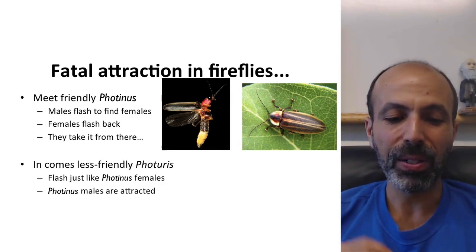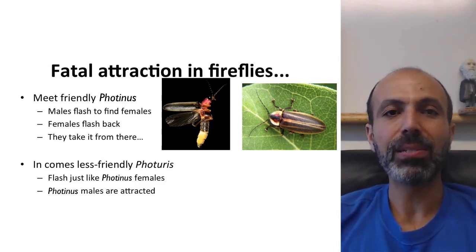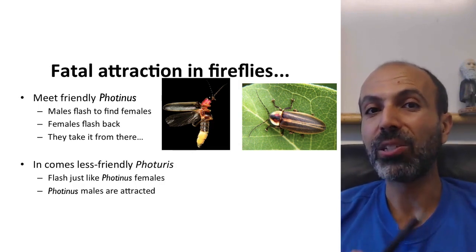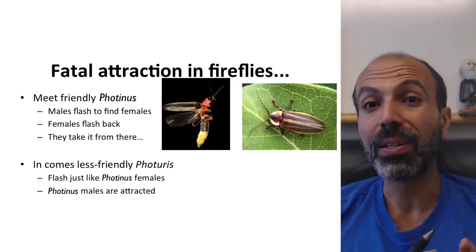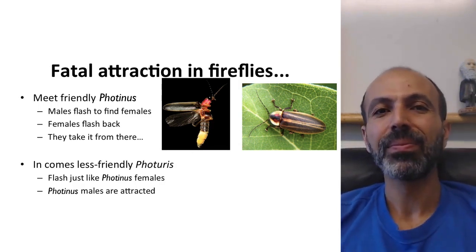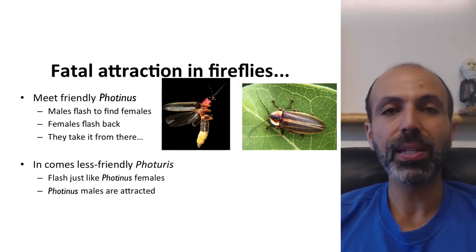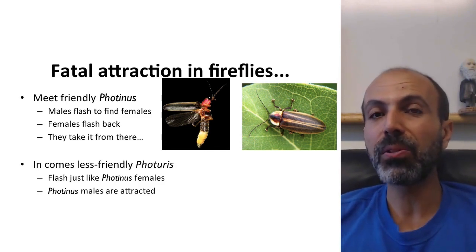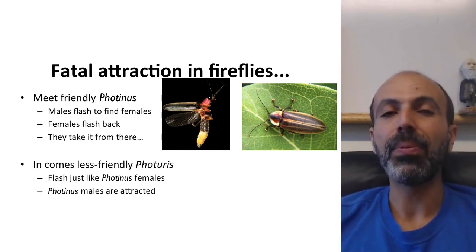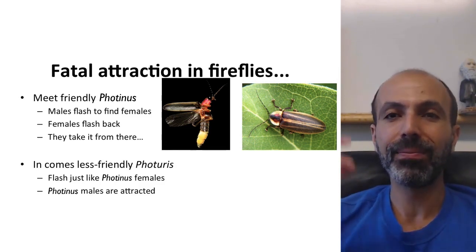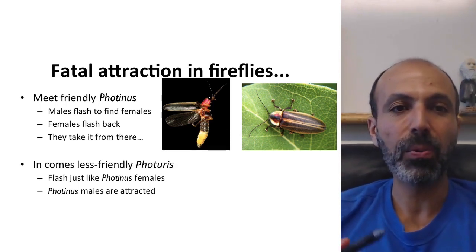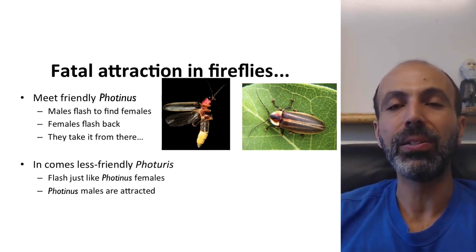Now, you may wonder, why is it the Photinus males don't just ignore the flash? Well, if they ignore the flash, and the flash is identical to their own females, they will never mate. The other thing is that Photurus tends to be less common than Photinus. So most of the time when they respond, the right thing is happening. Just every now and then, they get eaten. Let me show you, this was an example where you're exploiting a mating signal to feed.